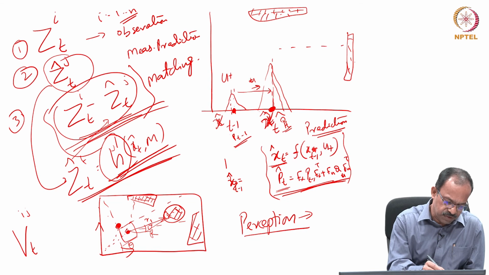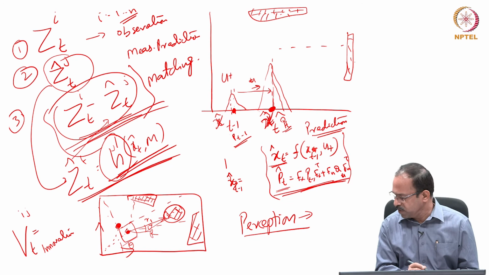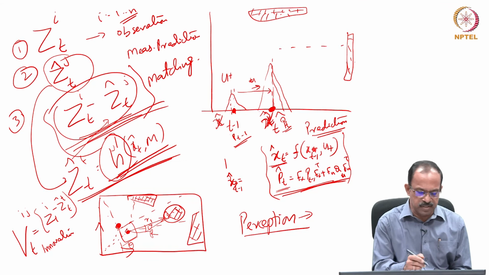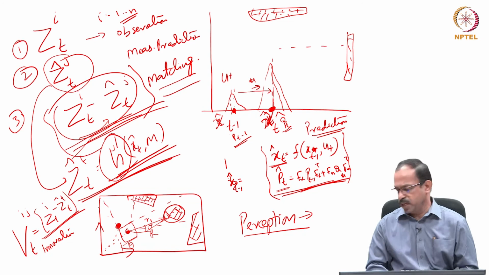That is, the difference between the ith observation and the jth measurement prediction, and that we call the innovation. So the difference between these is known as the innovation, and that is given as Z_t^i minus Z_t hat j. Okay, so this is basically the innovation, the difference between the features. So we get this innovation. So that is the matching stage, we will get the innovation.